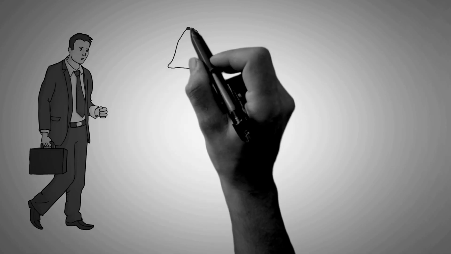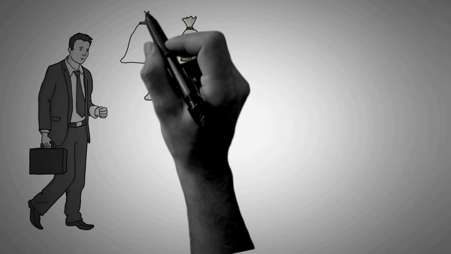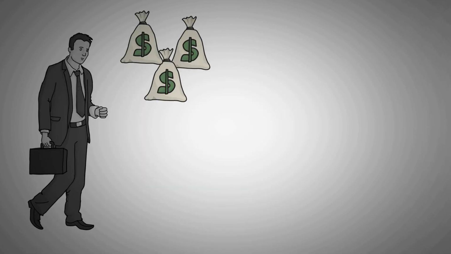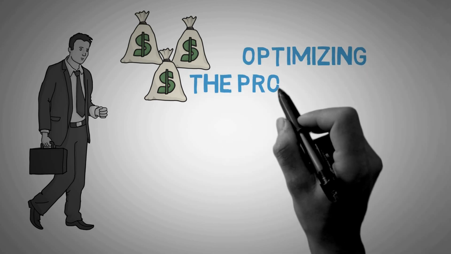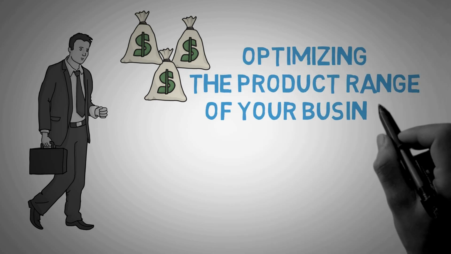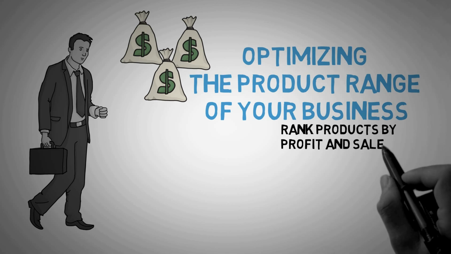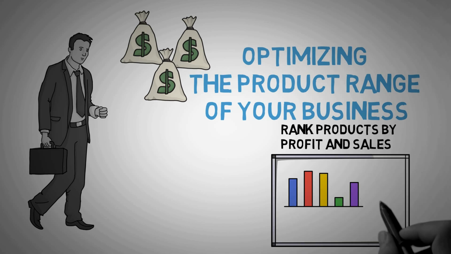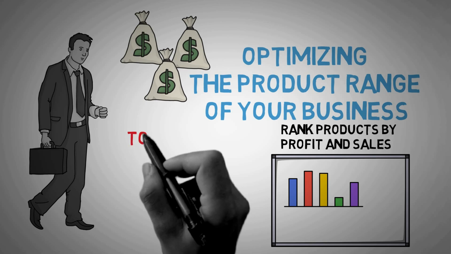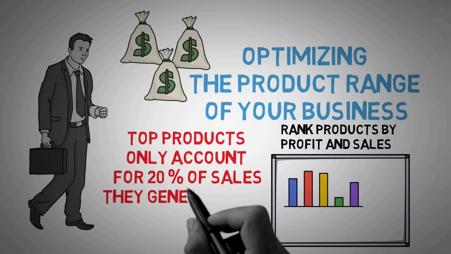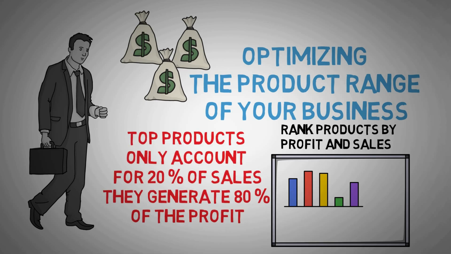So let's say you're running a business and want to increase your profits. We're going to take a look at how you can apply the 80-20 principle to make this happen. There are multiple ways you can apply this, but we're going to be focusing on optimizing the product range of your business. First, you want to rank all your products by profit and sales.